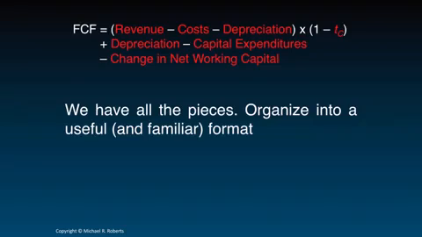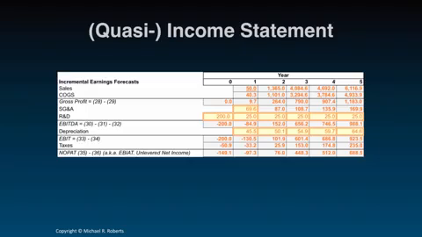We have all the pieces now, right? And what I want to do first is organize them into a useful and familiar format, what I'll call a quasi-income statement. And it's a quasi-income statement because it's missing an important item and it's applying taxes slightly differently. I'll explain that when I get there.